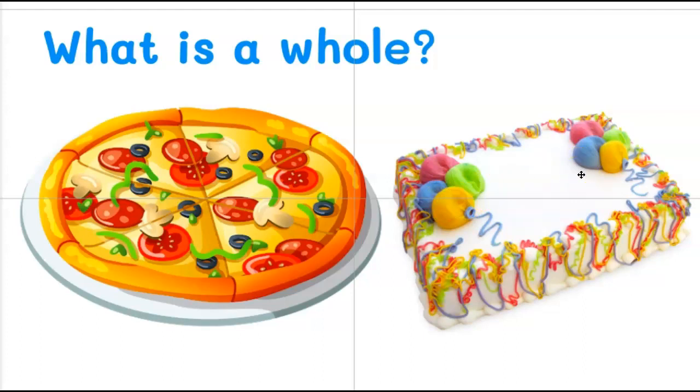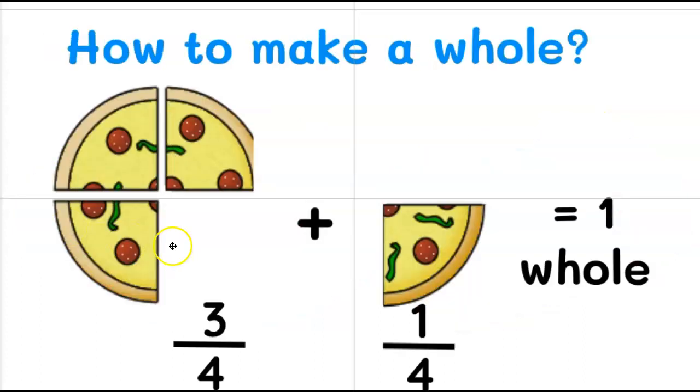Now, we have to talk about how we make a whole with fractions. So let's take our pizza, for example. I know that this pizza could have four parts in total. We're missing one. So we have 1, 2, 3 out of 4. 3/4. So this first part shows me 3/4. I need to think about how much more I need to make the whole pizza. I'm missing one piece, 1 out of 4. So if I have 3/4, I need to add one more fourth to make one whole. One whole is the same thing as saying 4 out of 4.